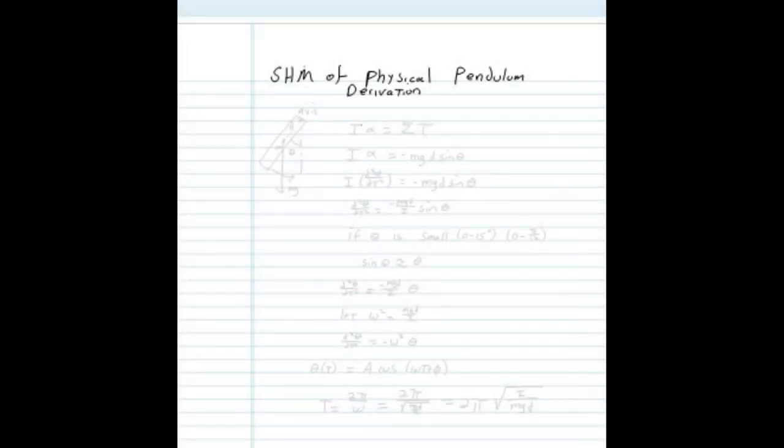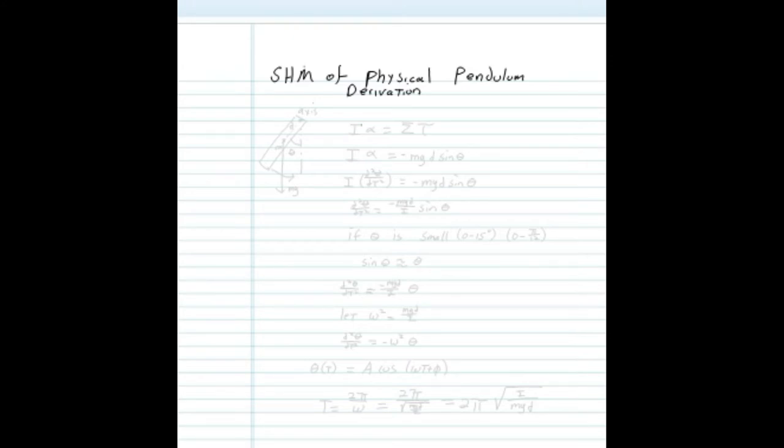Okay, so in today's video, we're going to talk about the simple harmonic motion of a physical pendulum. The major difference between a physical pendulum and a simple pendulum is in the mass distribution. A simple pendulum is one where all of the mass is basically concentrated at one point, and the mass of the connecting string or rope can be completely ignored.